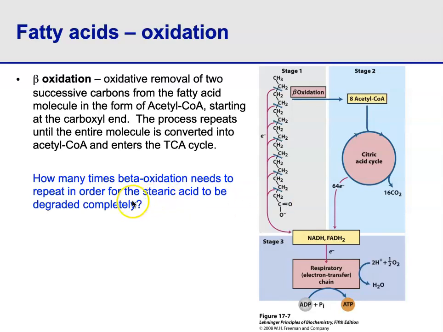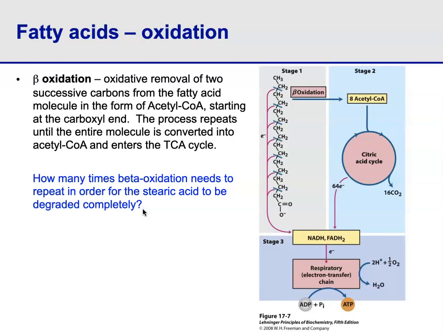So here's the question then. How many times beta oxidation needs to repeat in order for the stearic acid to be degraded completely? Think about it. Now, in order to answer this question correctly, you need to remember from 481 how long is the stearic acid. And if you remember correctly, or if you check it out, you will find out that it's 18 carbons. Alright, you can do this basically 2 ways.